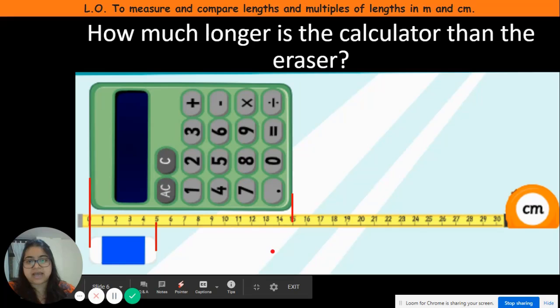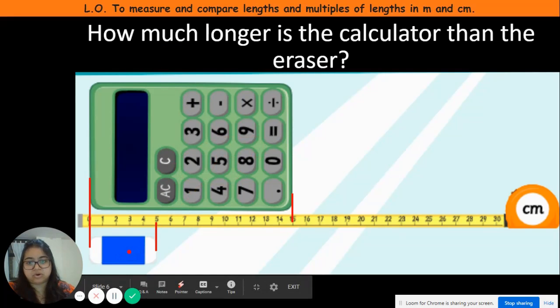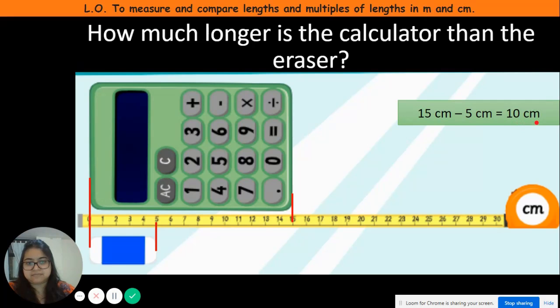Now there are two ways of calculating how much longer is this object than this object. One way is, the calculator is 15 centimeters, so you write 15 centimeters and the eraser is 5 centimeters. You subtract that. First 15 centimeters minus 5 centimeters will give you 10 centimeters. So what is the difference between their lengths? The calculator is 10 centimeters longer than the eraser.